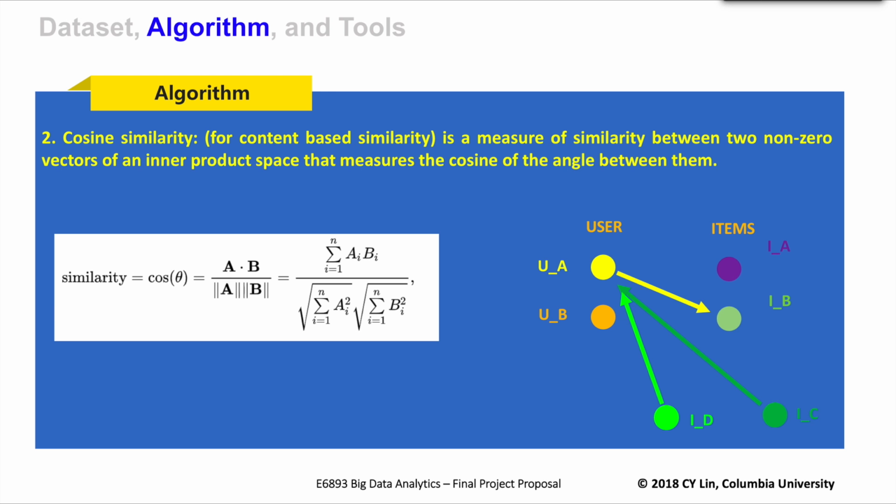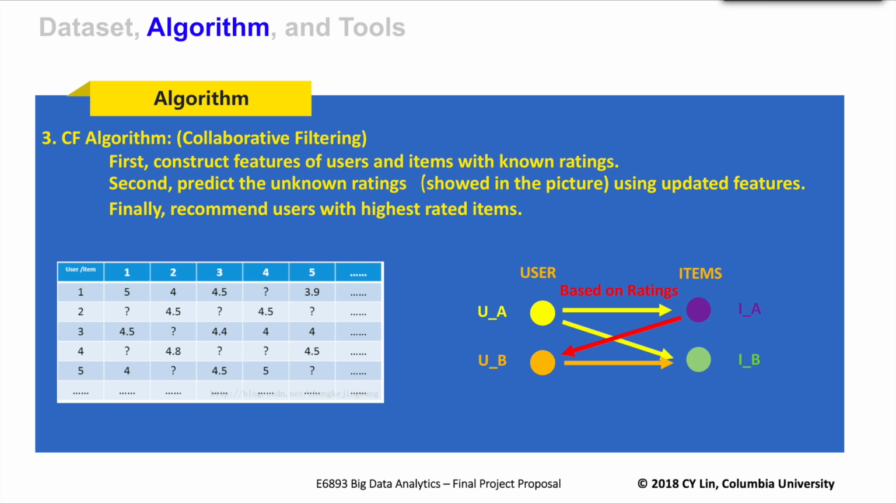And here is our third algorithm. We use our features calculated above to calculate cosine similarity. And this is our last algorithm. This is a collaborative filtering algorithm. First, we must construct features of users and items with known ratings, and then we predict the unknown ratings with the updated features, and then we can recommend users with highest rated items.